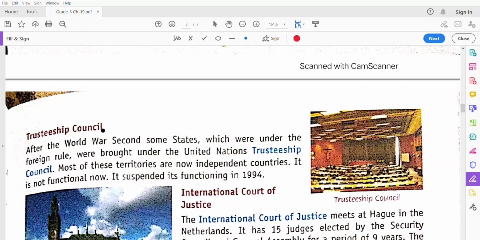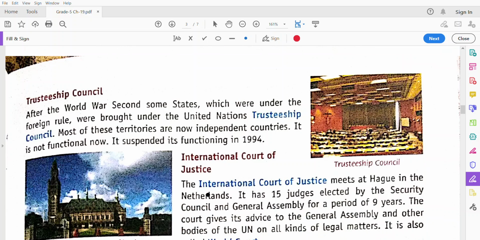Then comes the Trusteeship Council. The Trusteeship Council was made after the Second World War for the countries which were under foreign rule. But most of the countries of this territory are independent countries now, so it is not functioning. It was suspended in 1992, which means this organ is not working now in the United Nations. Those countries which were members of this Trusteeship Council were not independent, and other countries were ruling over them. But now those countries have got independence.